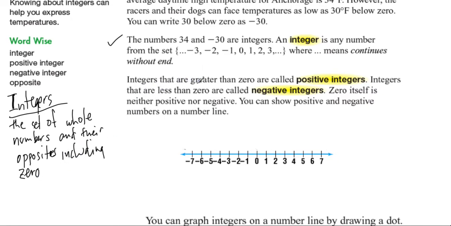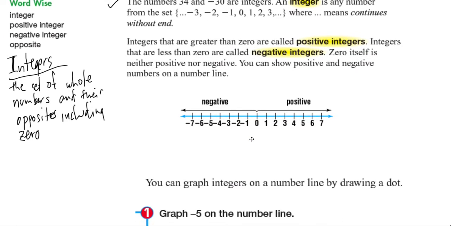Integers that are greater than 0 are called positive integers. Integers that are less than 0 are called negative integers. Your positive integers will be on this part of the number line. Your negative integers will be on this part of the number line. 0 itself is neither positive nor negative, and that's the reason why we include that in our definition. You can show positive and negative numbers on a number line as shown below. And that is our set of integers.